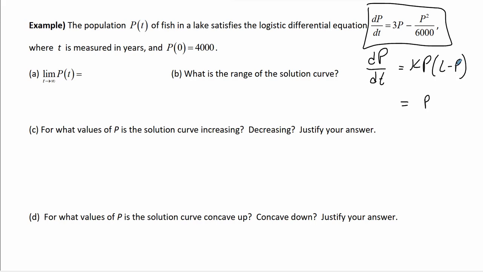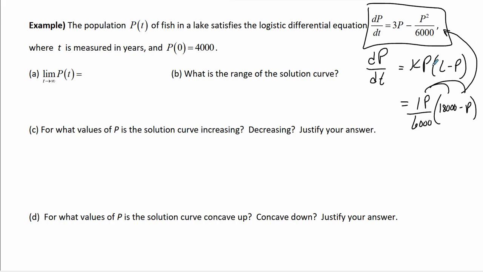So I want P by itself. In order to get P by itself here, I need to take out the 1 over 6,000. I need to take out the 6,000 that's in my denominator. So if I take out a P over 6,000, I'm left with, in order to get this to be 3 when I distribute it back, 18,000 minus P. If I were to redistribute, I get what I started with.